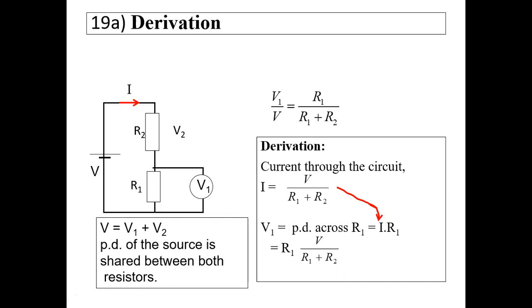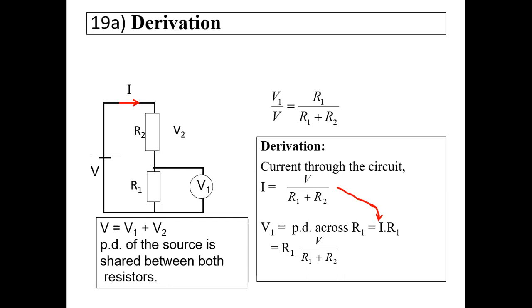V1 over V is R1 over R1 plus R2. V1 is the output, the one we tap from. Whichever one can be V2, but here we want V1. So V1 is R1 over R1 plus R2, times the V, the battery voltage.